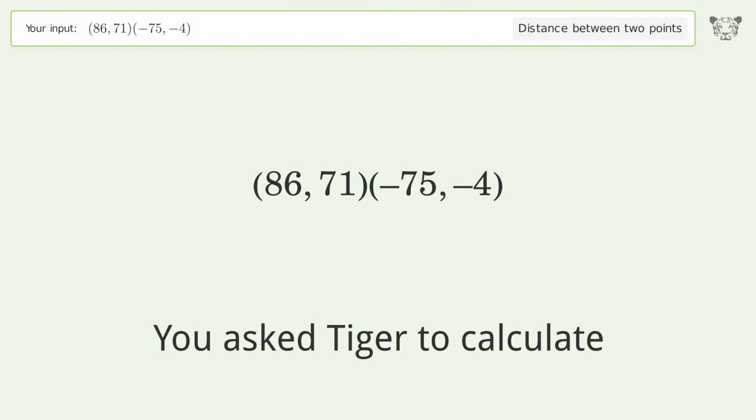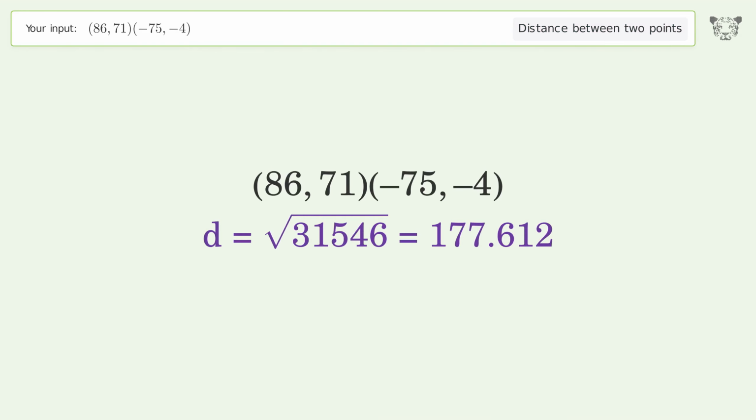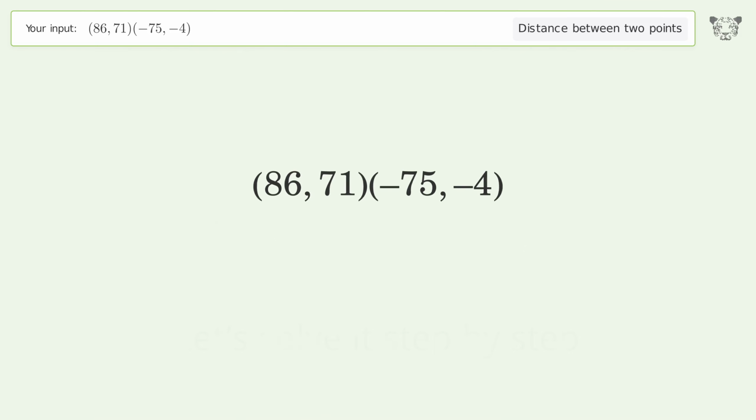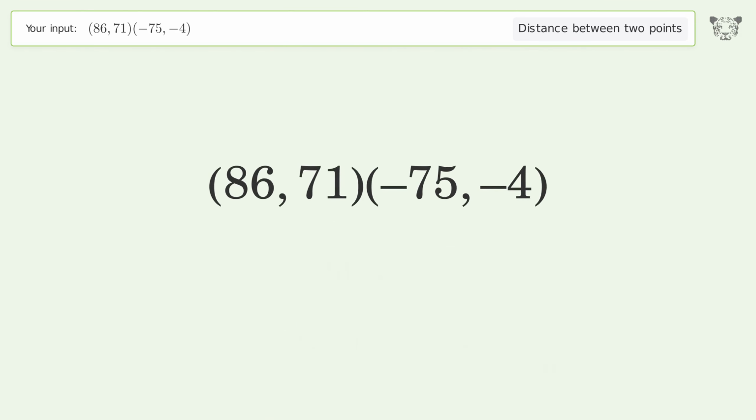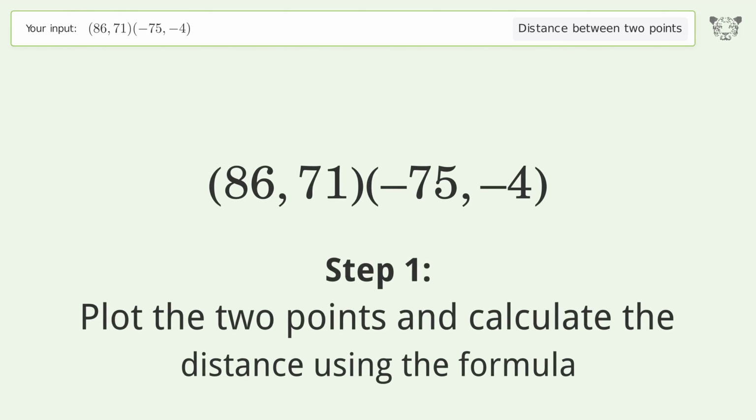You ask Tiger to calculate. This deals with the distance between 2 points. The distance between the 2 points is the square root of 31,546, or 177.612. Let's solve it step by step. Plot the 2 points and calculate the distance using the formula.